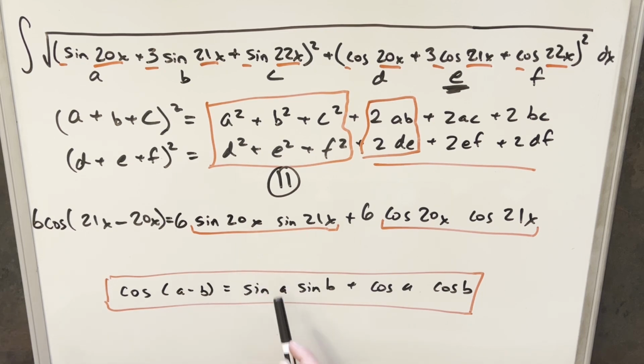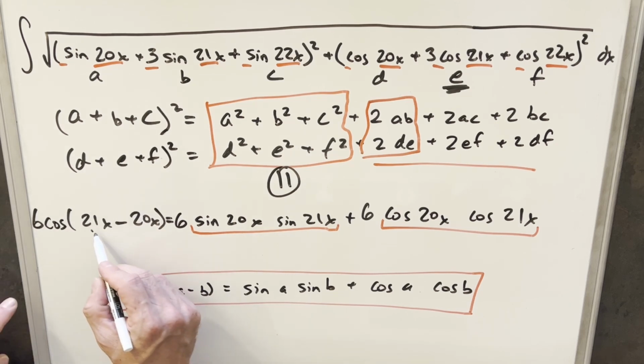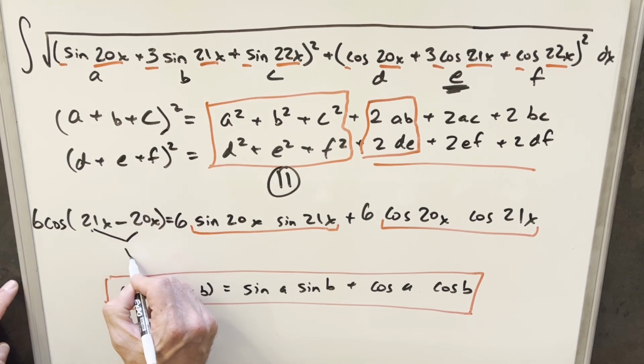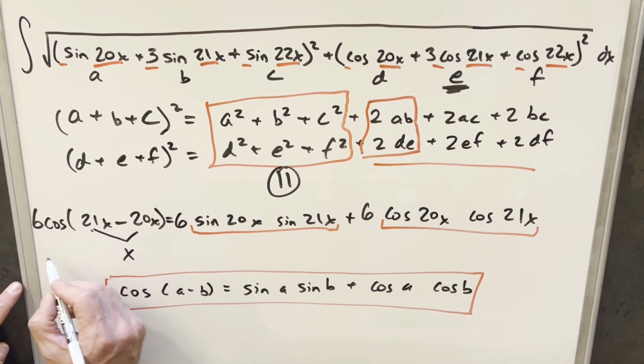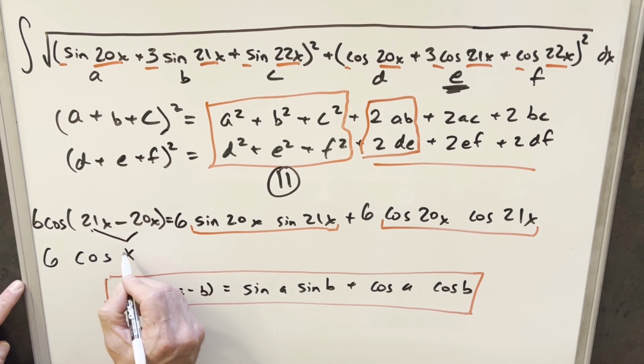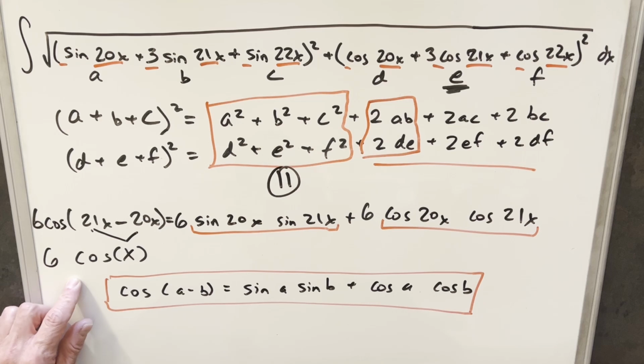So kind of working backwards from this, if our a is 21x and our b is 20x, we can put this back in our cosine formula over here on the left. But the beautiful thing with this 21x minus 20x, this is just actually x. So we can write this whole thing over on the left as 6 cosine of x. So that's some pretty good simplification right there.